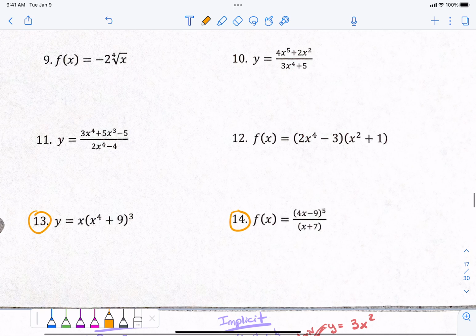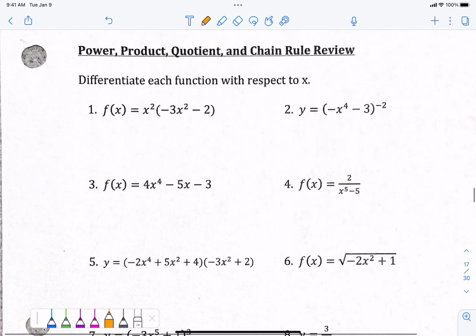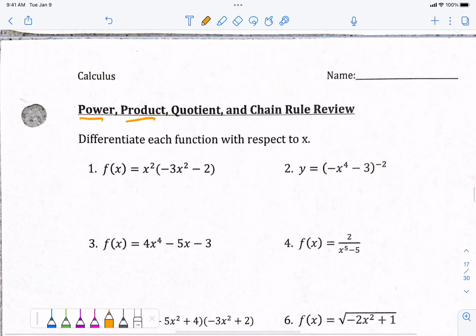On number 1 through number 12, that's 12 problems, there are 4 different rules, which means that there are how many of each? 3. So inside of here, there are 3 power rules, okay? There are 3 product rules. There are 3 quotient rules, 3 chain rules, yeah?